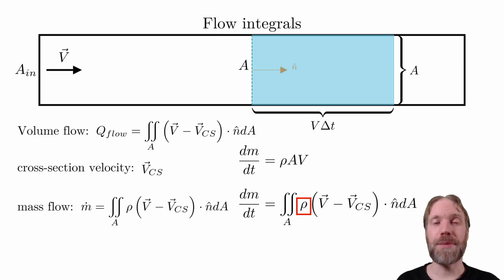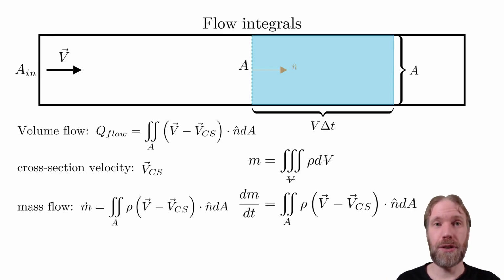I also want to update the original expression for the mass using the density. In case the density varies, the mass should be calculated by integrating the density over the volume. I want us to stop and think about what happened when we moved from volume flow to mass flow, as the mass is volume times density. What we get is that in both the integral for mass and the integral for the mass flow, we just multiplied by the density.